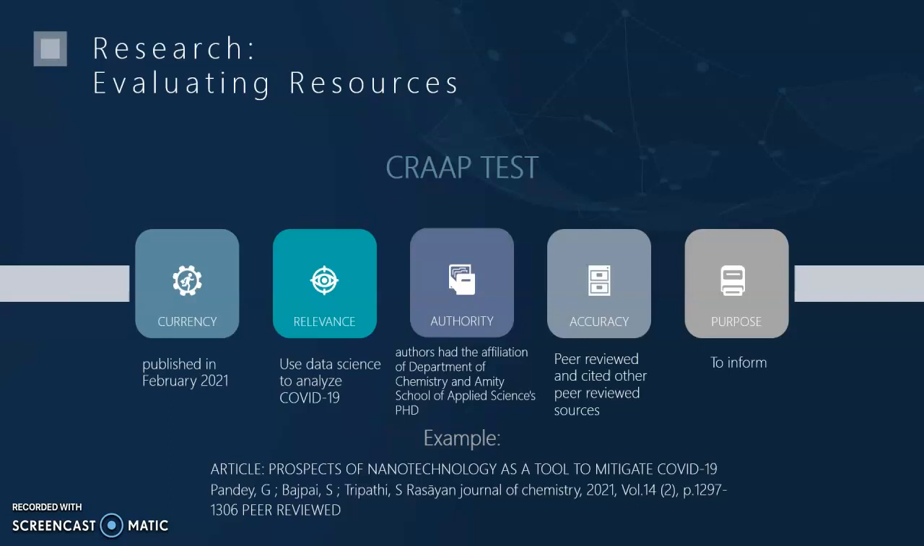For currency, which is when it's published, February 2021. The relevance, like how it's connected to my research topic: does it use data science to analyze COVID-19? And the authority, the author had the affiliation of Department of Chemistry and MIT School of Applied Science PhD, which is pretty reliable. And accuracy, it is peer reviewed by UT Libraries, and then its purpose is simply to inform.